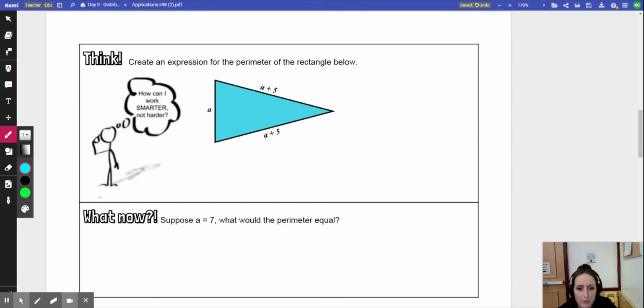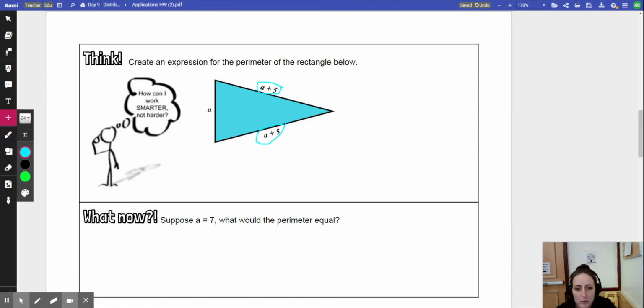Create an expression for the perimeter of the rectangle below. Again, we want to work smarter, not harder. Please notice that we have 2 of the same length. Pause the video and try to create an expression for your perimeter. Make sure it's the most simplified expression. If you have no idea, stay right here with me.